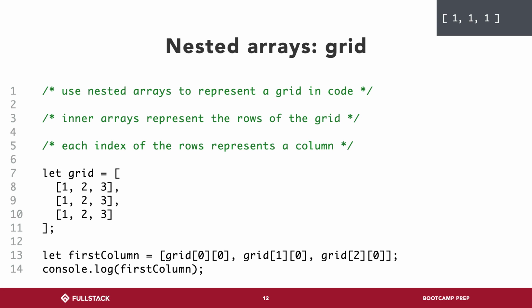Because grid at 0 at 0, grid at 1 at 0, grid at 2 at 0. To get a specific column, the second bracket, the y, has to be constant, right? Because the y, the index of the inner arrays, represents the column. So to get one column, that index has to be the same. But what has to change? The row. Right?